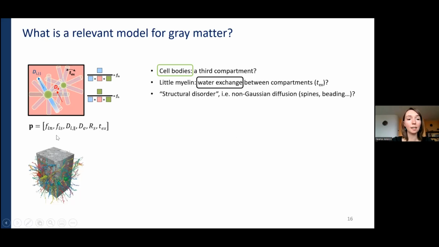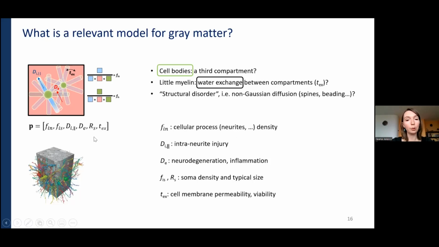But if we look just at these parameters here, we can go through the same process as for the white matter. So your intraneurite fraction is, of course, a mirror of this neurite density that can also change with disease. Then you have the intraneurite diffusivity, also a marker of intraneurite injury. Extracellular diffusivity can reflect changes that are rather neurodegeneration driven or inflammation driven. You may estimate soma density and typical size, which is of course very informative of the content. And this characteristic exchange time can be a proxy for cell membrane permeability.